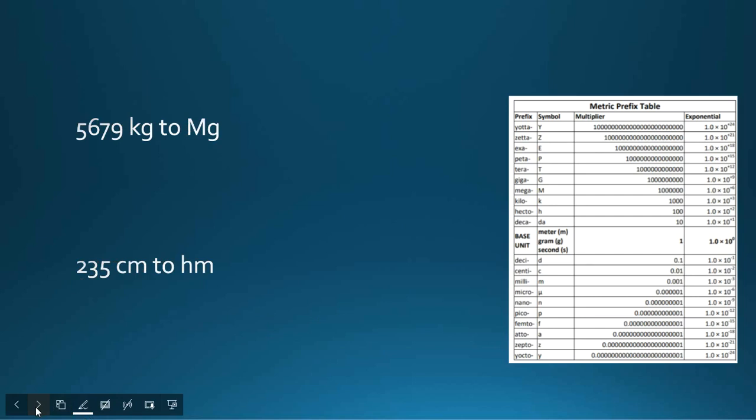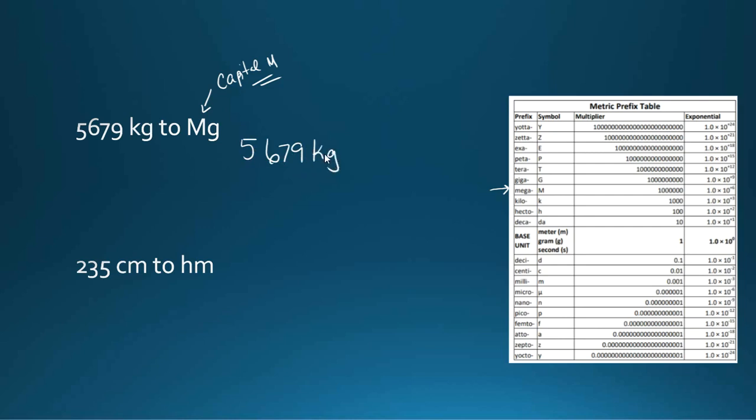So now we want to convert. Now be very careful. Notice that this is a capital M. Okay? That is not milligrams. It's megagrams. Okay? So just be careful with that. So we're converting 5,679 kilograms to megagrams. So we got 5,679 kilograms. And we want to convert it to megagrams.